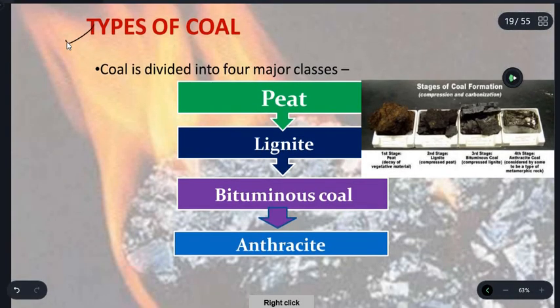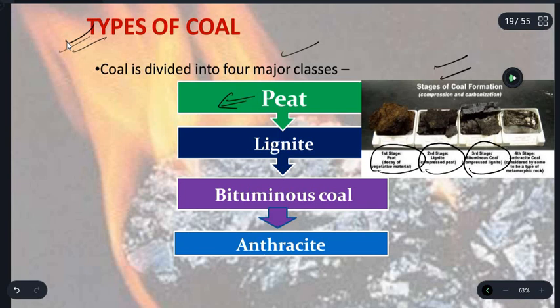So this is the types of coal we discussed. Coal is divided into 4 major classes. Peat is not the main coal. Look at these stages of coal formation. First stage is peat, second stage is lignite, third stage is bituminous coal, fourth stage is anthracite coal.